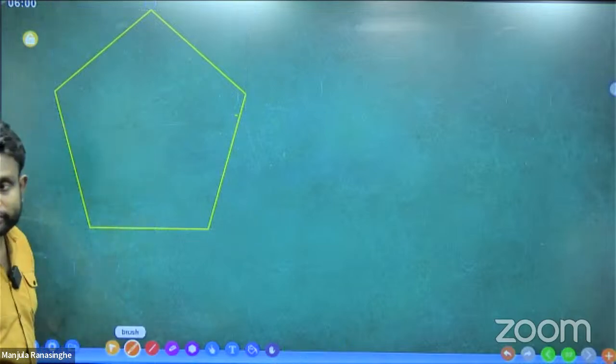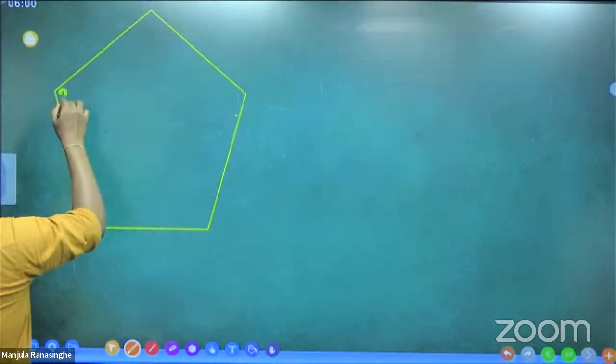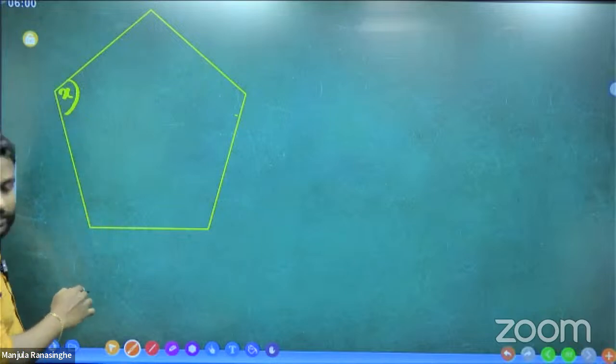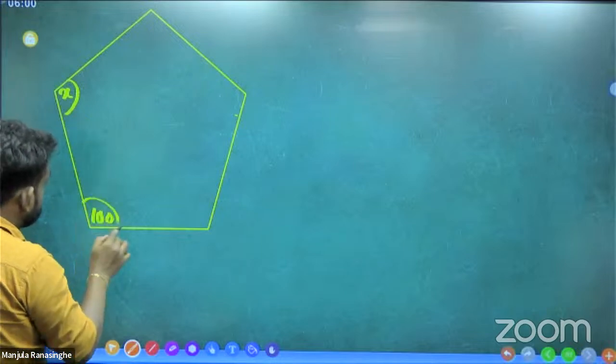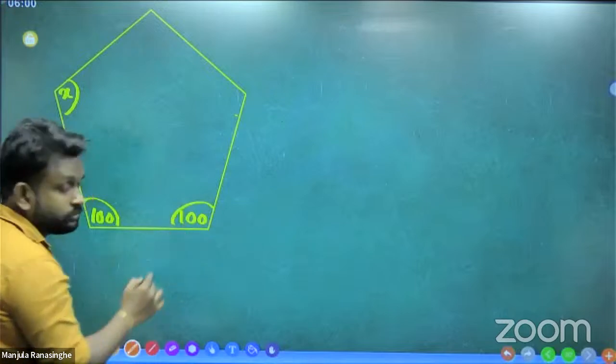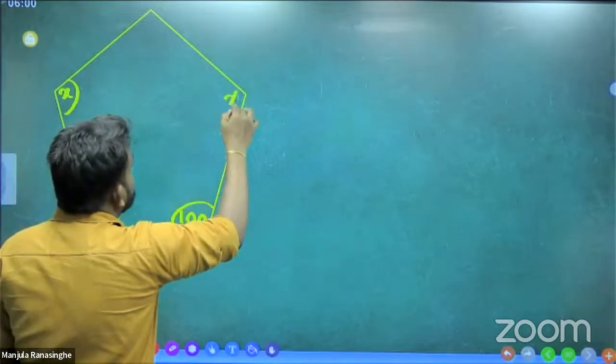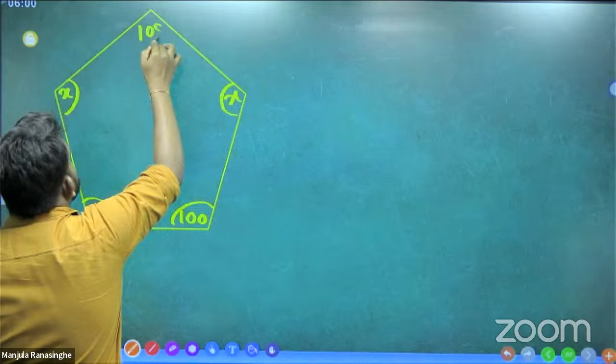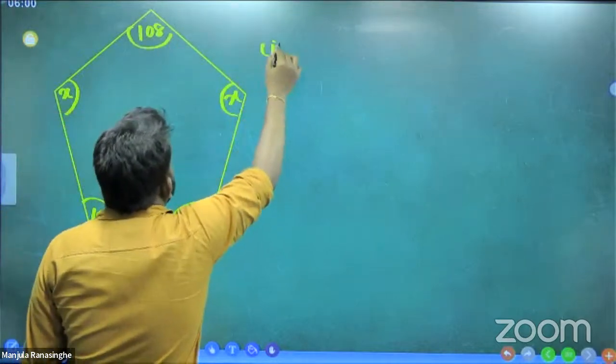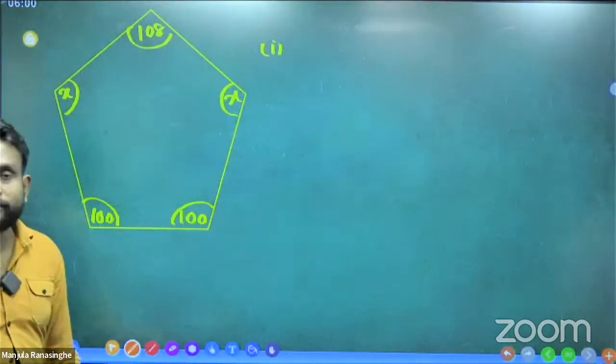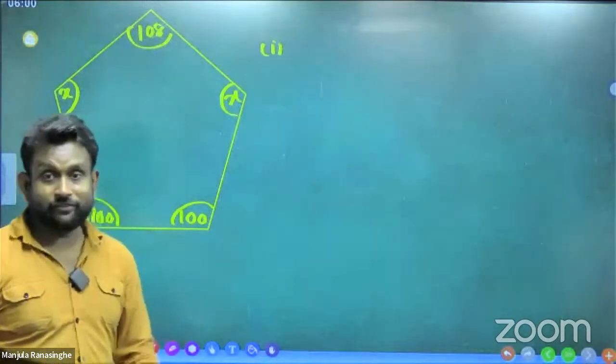Okay, now check the angles. They are x, here x, and here 100, 100, and here we have x and 108. Right, now check the answers. First question: they are asking to find the value of x according to the data given in the diagram.